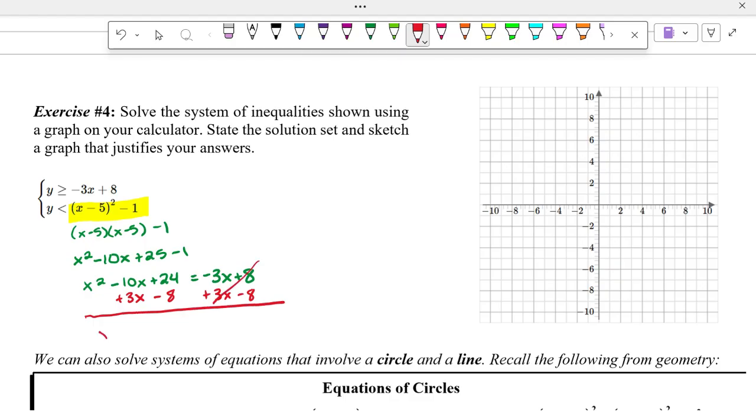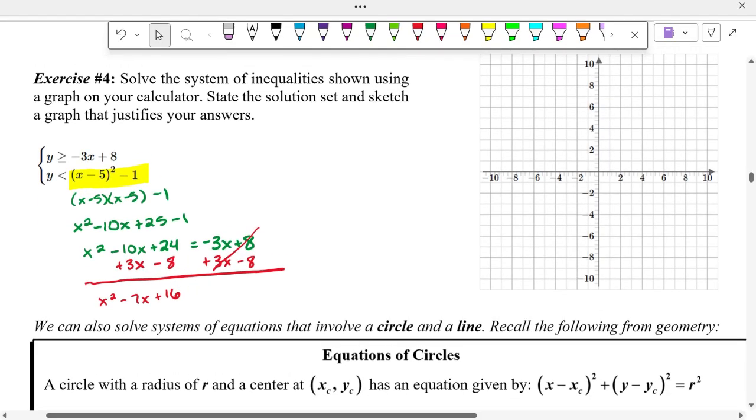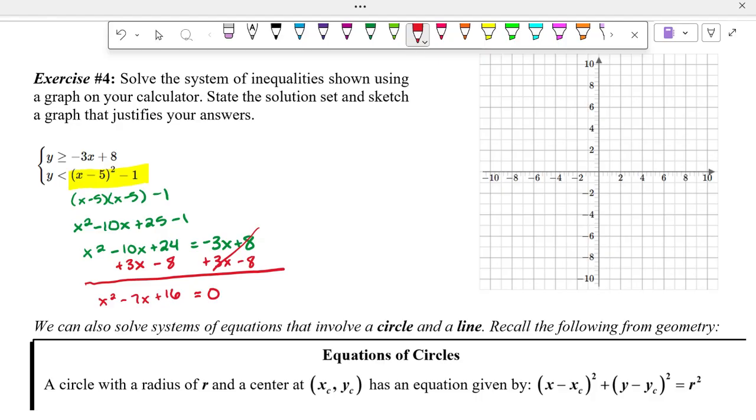So that goes away. This is x squared minus 7x plus 16. Now, here's the problem. Are there any factors of 16 that will add to negative 7? No. So what do we got to do? Quadratic formula. All right, so real quick, quadratic formula, what is it?